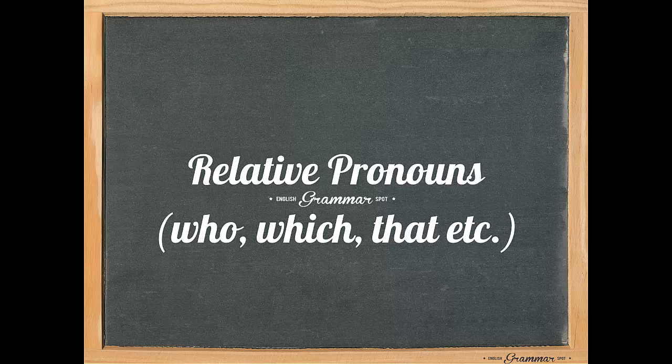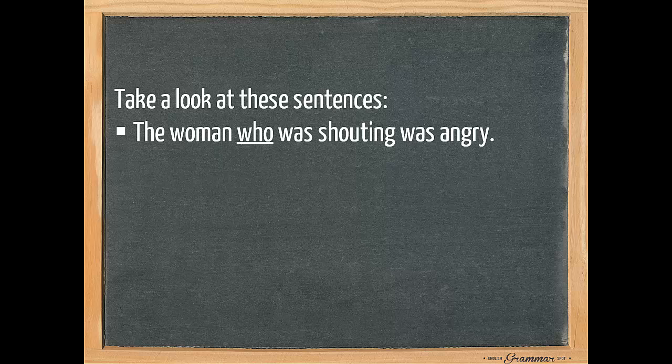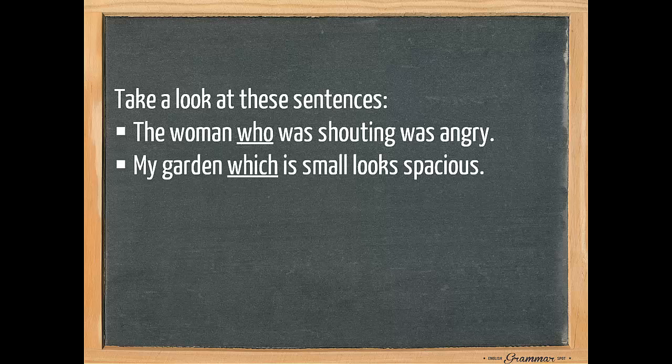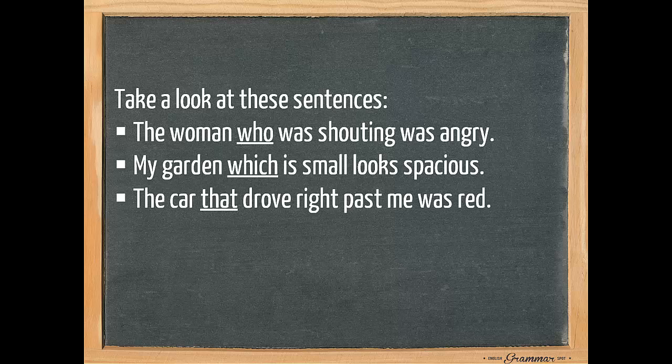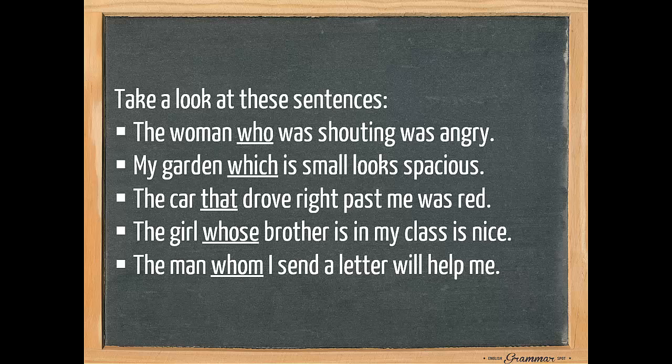This lesson is about the relative pronouns. Take a look at these sentences. The woman who was shouting was angry. My garden, which is small, looks spacious. The car that drove right past me was red. The girl whose brother is in my class is nice. The man whom I sent a letter will help me. What she told me isn't true. All the underlined words are what we call relative pronouns.